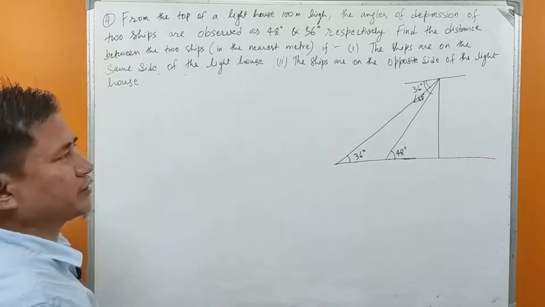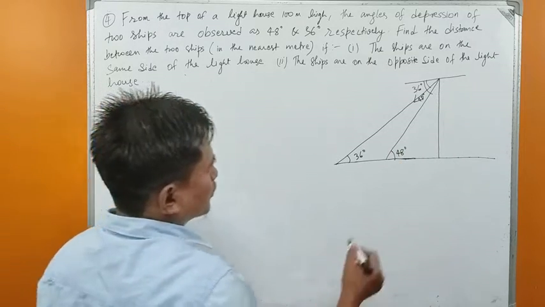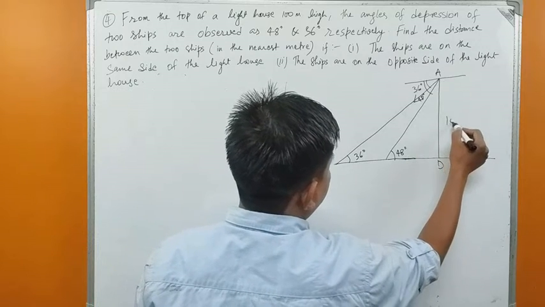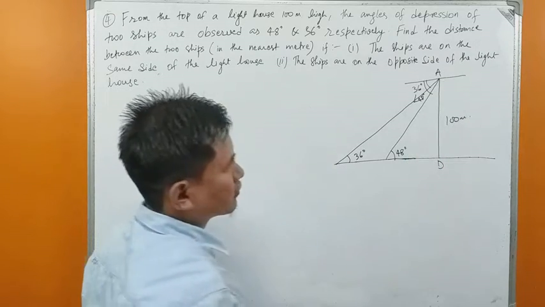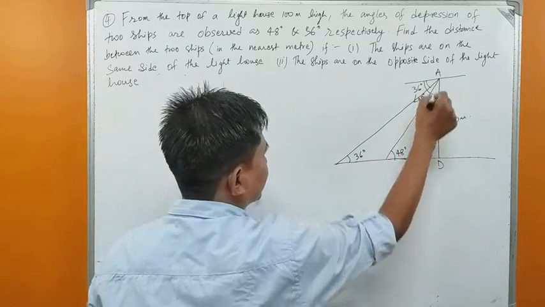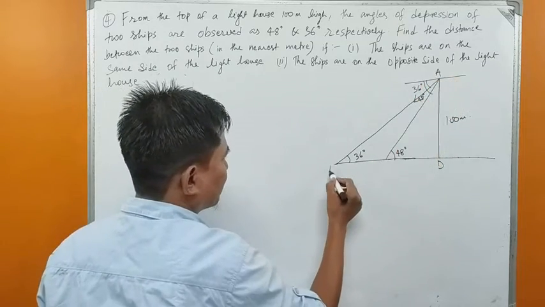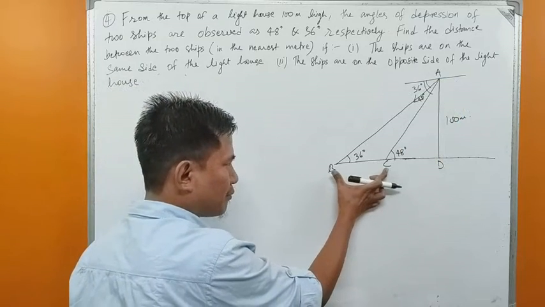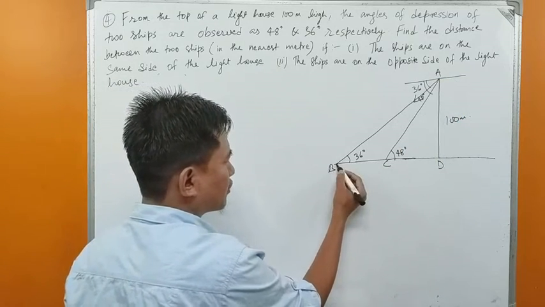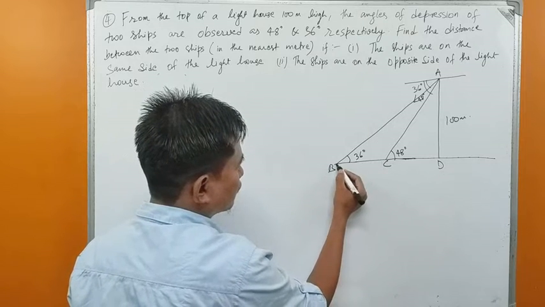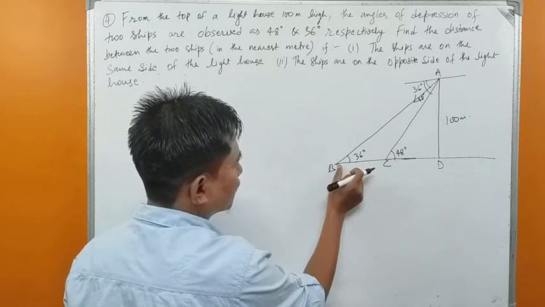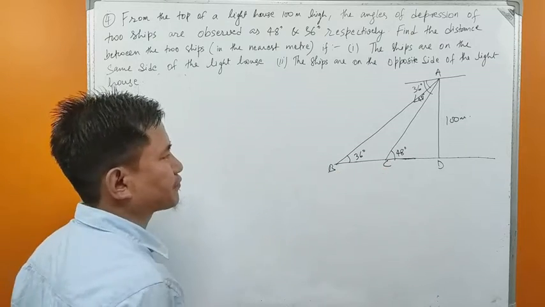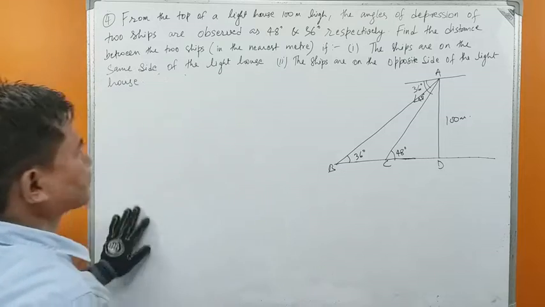So we understood the question. The height of the lighthouse is given to us. This is A, this is D. This is 100 meters, the height of the lighthouse. I wrote A and D because I have A, B and C here, isn't it? We are asked to find the distance between B and C, the distance between the two ships: the position of the first ship, the position of the second ship. Okay, so let us do this question.